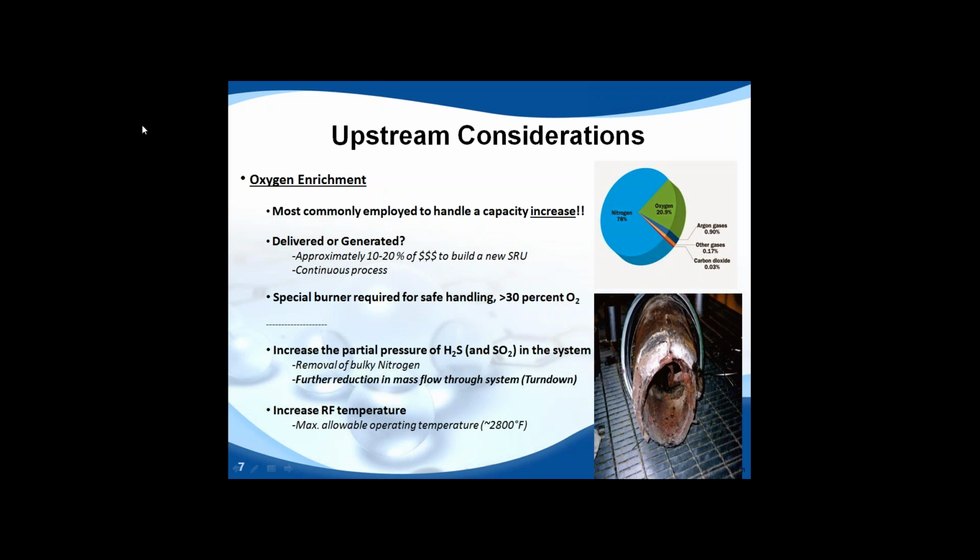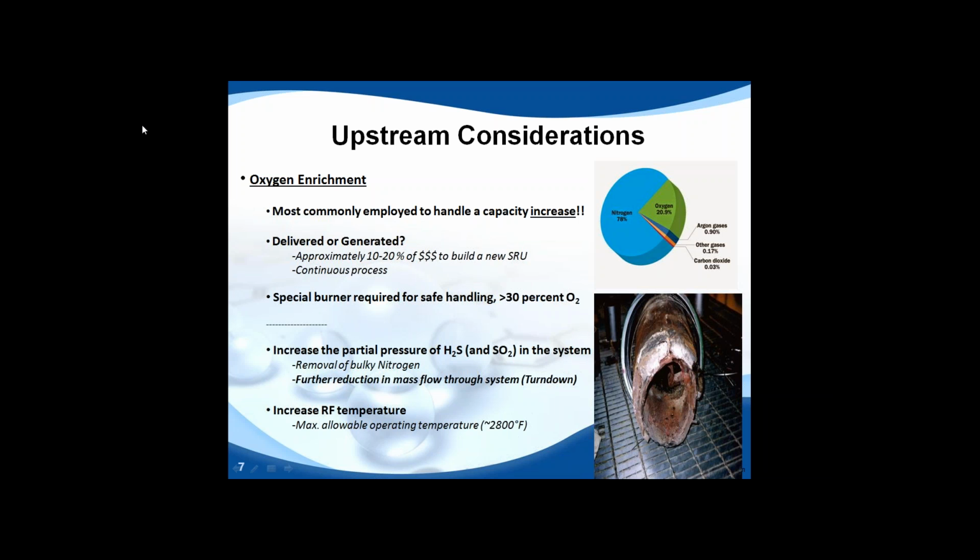Now, I did mention that oxygen enrichment is most commonly employed to handle SRU capacity increases. Oxygen enrichment will work to also increase the partial pressure of H2S and, as a result, SO2 in our system, because the more oxygen that we introduce, or the more of a purified airstream, if you would, we are able to remove a portion of that bulky nitrogen that does nothing for us but steal heat.